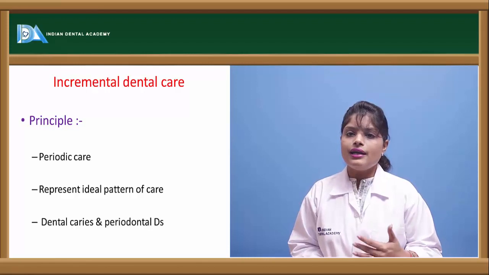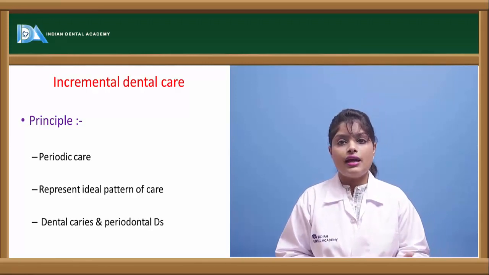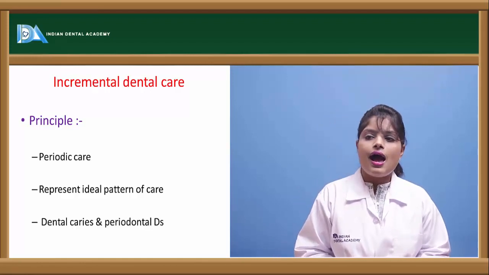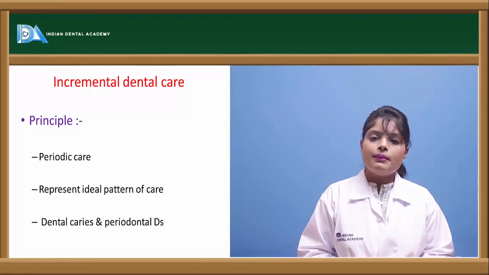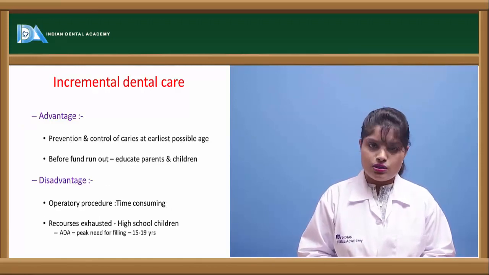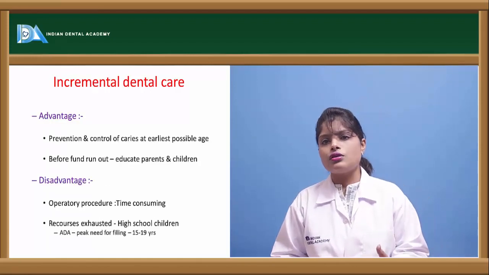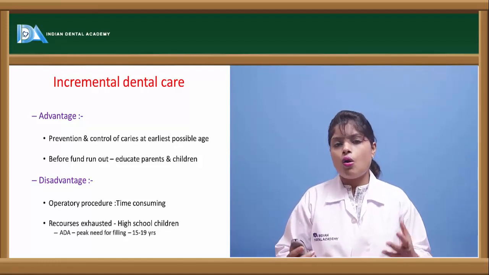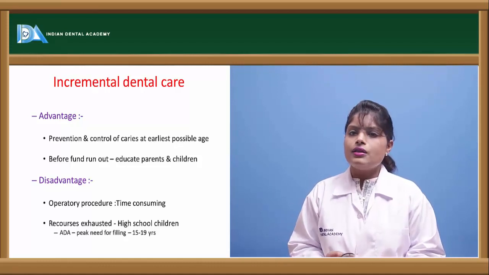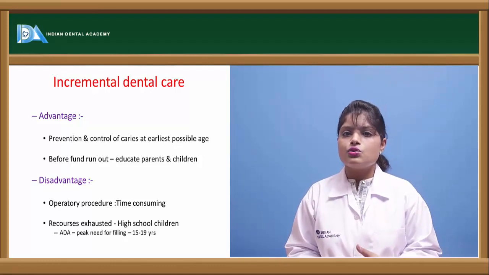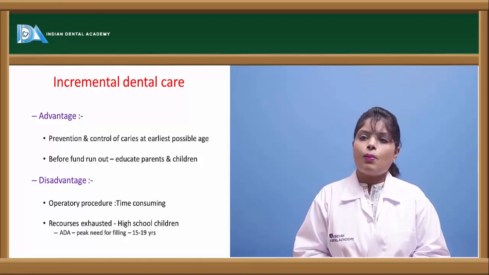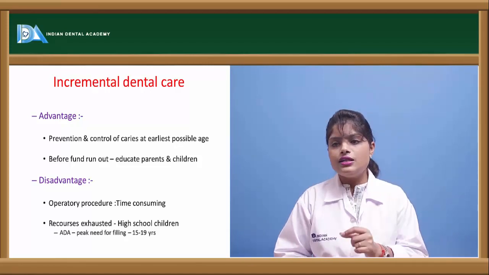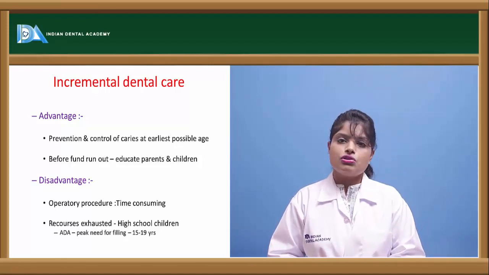So this is a periodic care and it is the ideal pattern of care. So there will be no accumulation of the dental needs in the children, and the dental caries and the periodontal diseases will also be reduced. The main advantage of the system was that the prevention and the control was done at an early level. There was no running out of funds, and there was no migration of children and students in between. The disadvantage is that operative procedure is time consuming, because it will attend to each and every need of the child, and sometimes the resources may be exhausted.